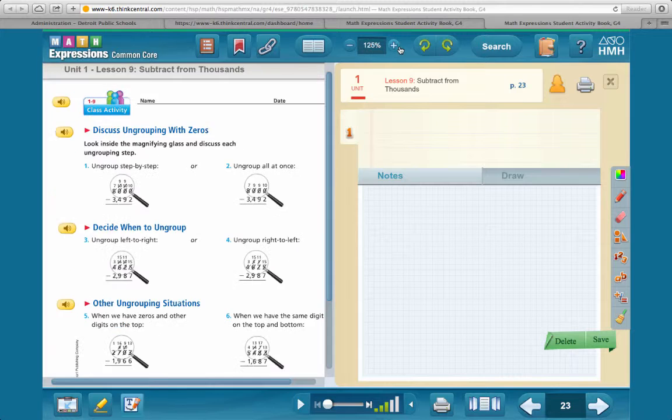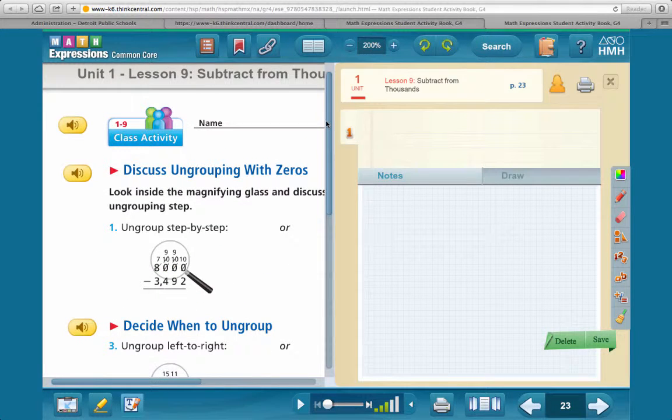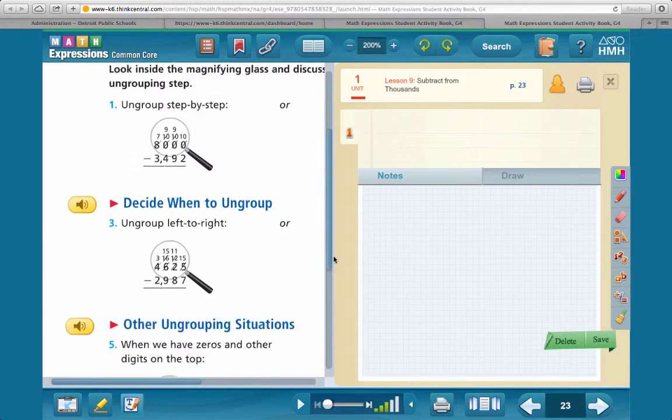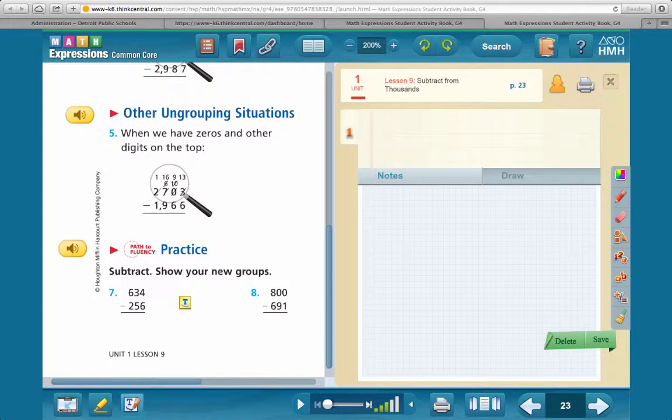I'm going to bring this up. Scroll down so we just see number 7. So we're looking at 634 minus 256.